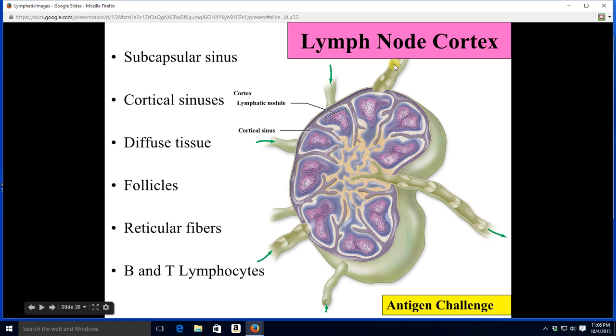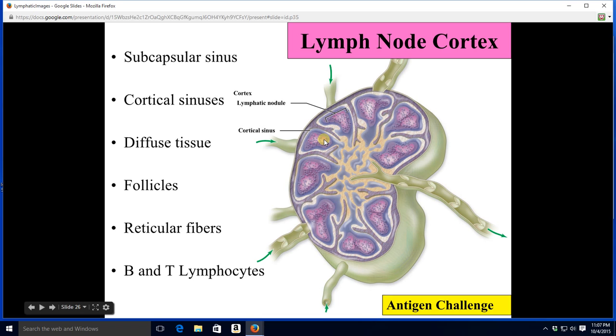So when lymph comes in, the afferent lymphatic vessels empty into a little leftover space in here. And the space in here is called the subcapsular sinus because it is just underneath the capsule. Then from the subcapsular sinus, we flow through spaces called cortical sinuses.